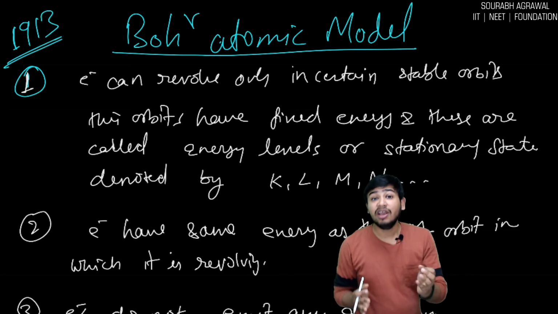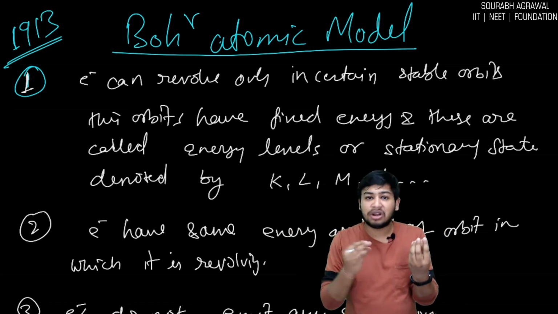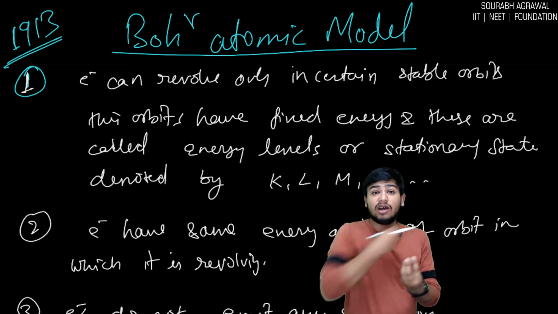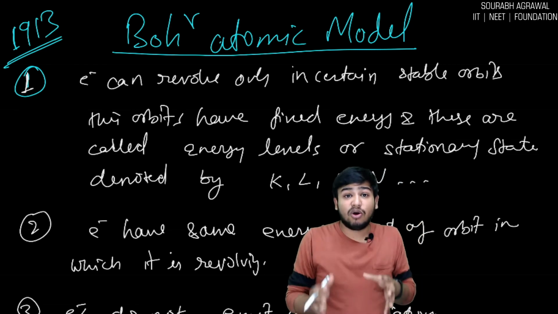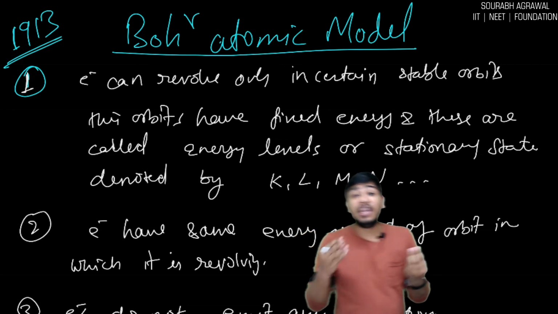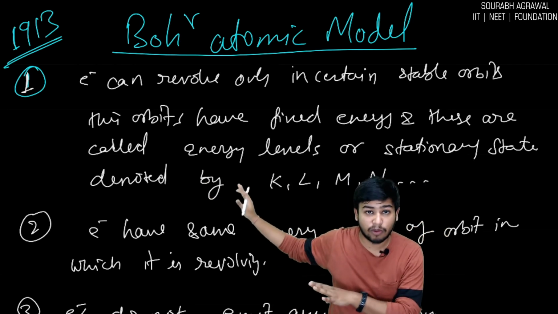Bohr said that these electrons are not revolving anywhere just randomly. They are revolving in some particular orbit, in which all these orbits have a fixed energy. Are you getting my point? And he named those orbits K, L, M, N, like that. Are you getting my point?